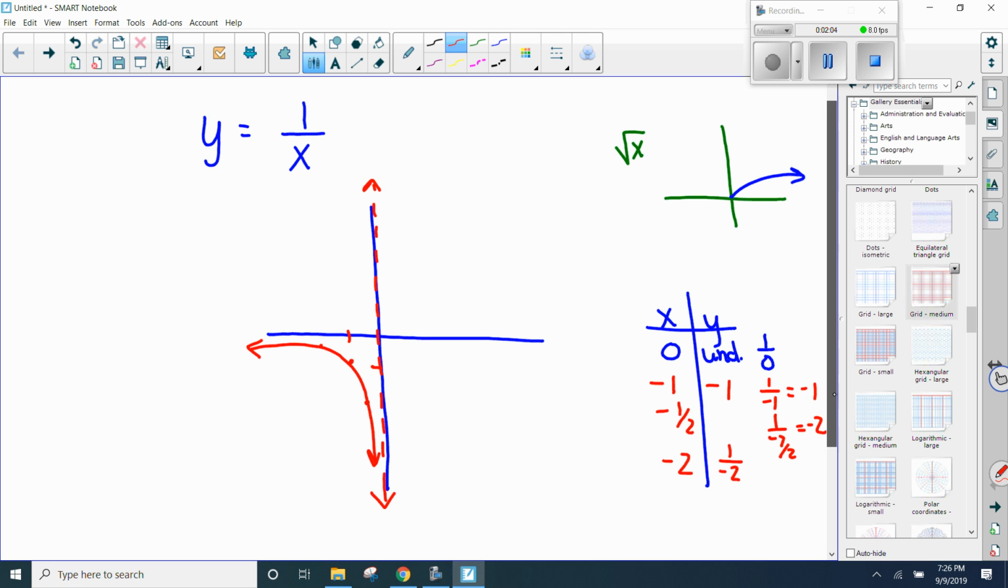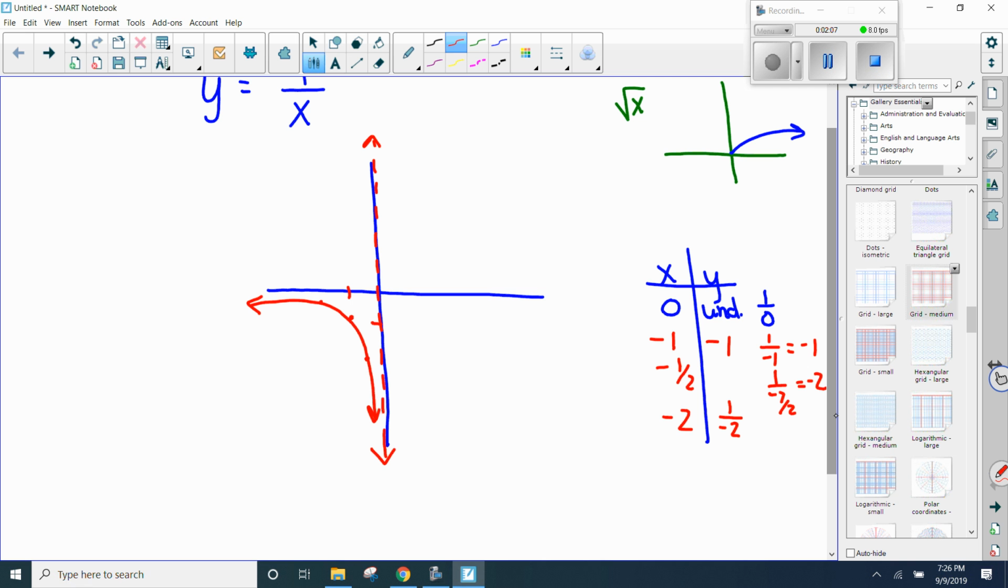If you were to pick values for x again and pick positive numbers, say I pick 1/4, if you put 1/4 in, you get 1 over 1/4. And if you flip and multiply, you get 4. So at 1/4, your y value or your output is the reciprocal of that, which is 4. At 1/2, you get a value of 2. At 1, you get 1. And then it's going to curve and get closer and closer to the x-axis. So your graph looks like this. So that's the parent function.